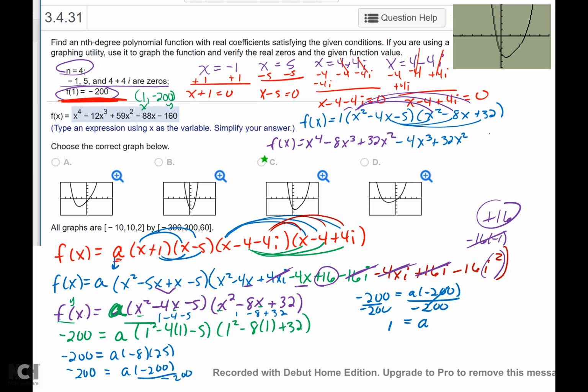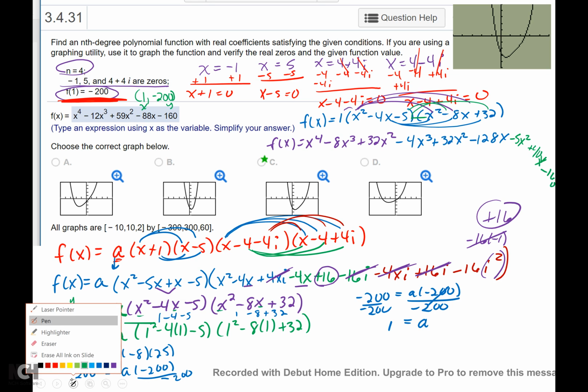Negative 4x times 32 is, what was that? Negative 128x. And last but not least, negative 5 times x squared is negative 5x squared. Negative 5 times negative 8x is positive 40x. And negative 5 times positive 32 is negative 160.